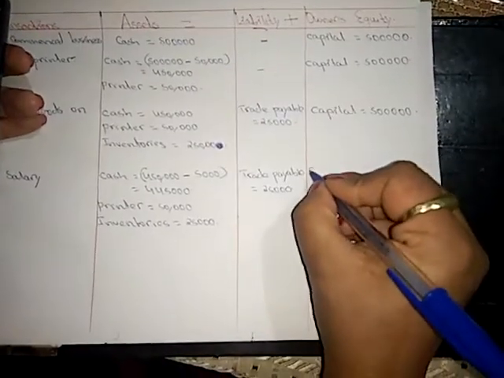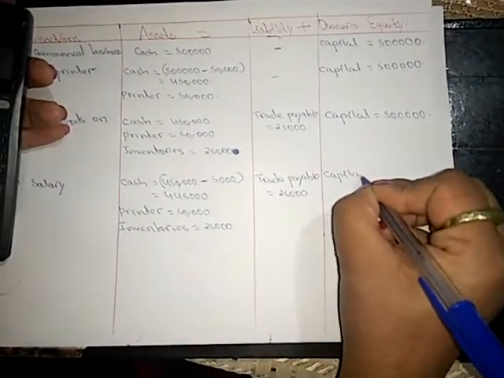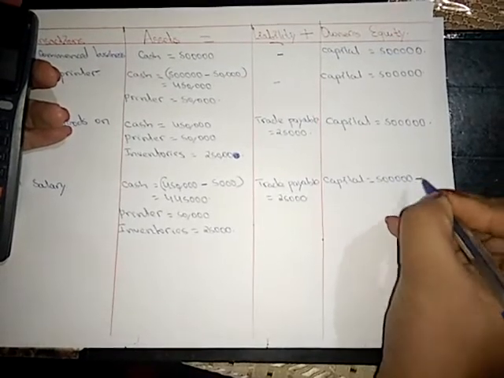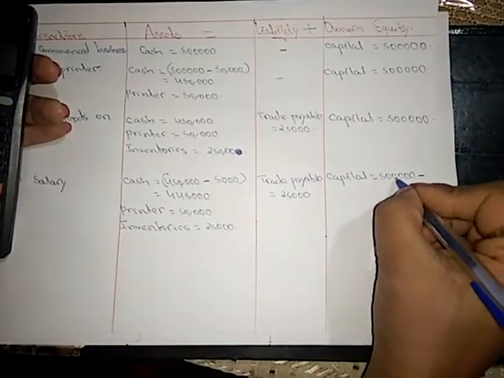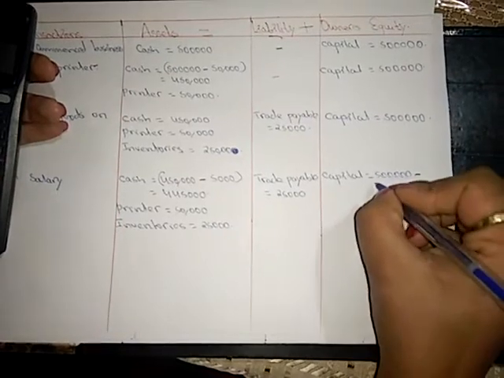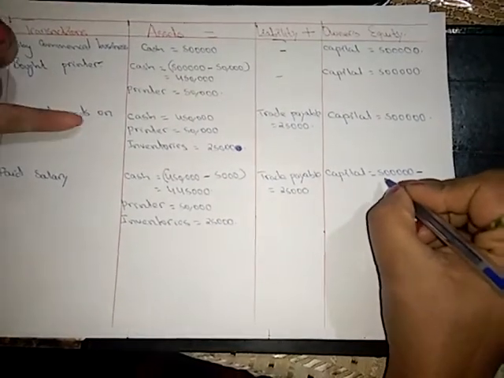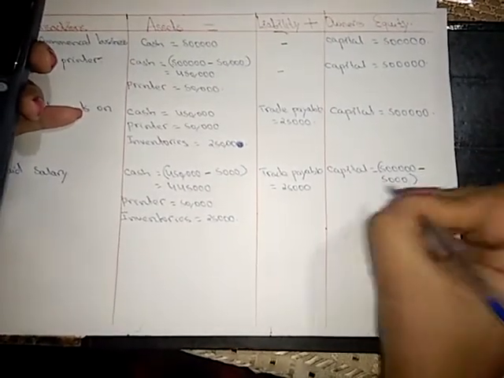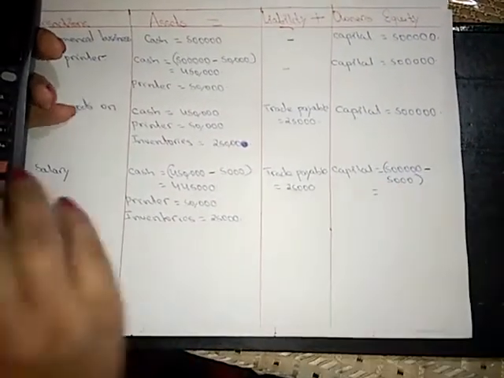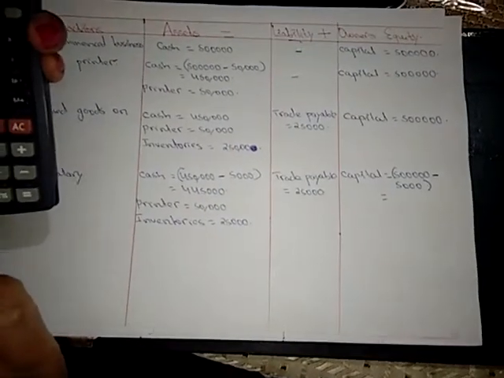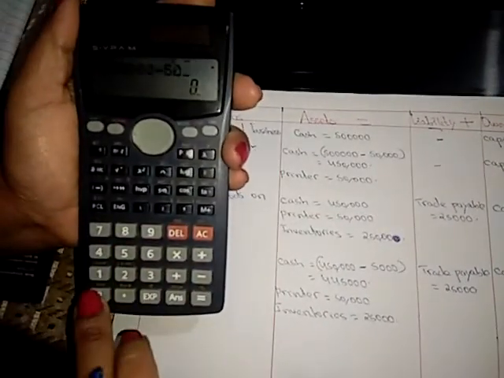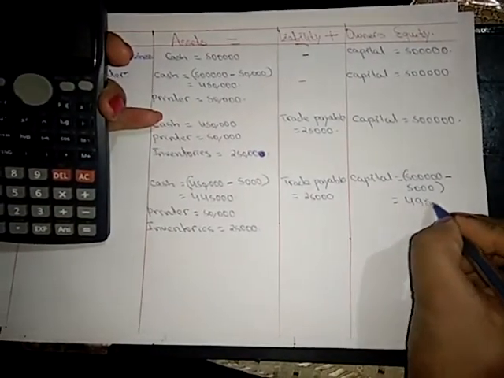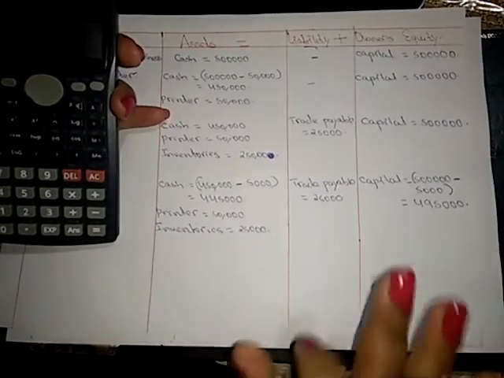Now say, capital, you had 5 lakhs, no? Minus, you are using this capital to pay money, no? So how? To pay salary. So you paid 5,000. You paid 5,000 as salary, no? So now you will have, see, 5 lakhs minus 5,000, you will have 4,95,000.